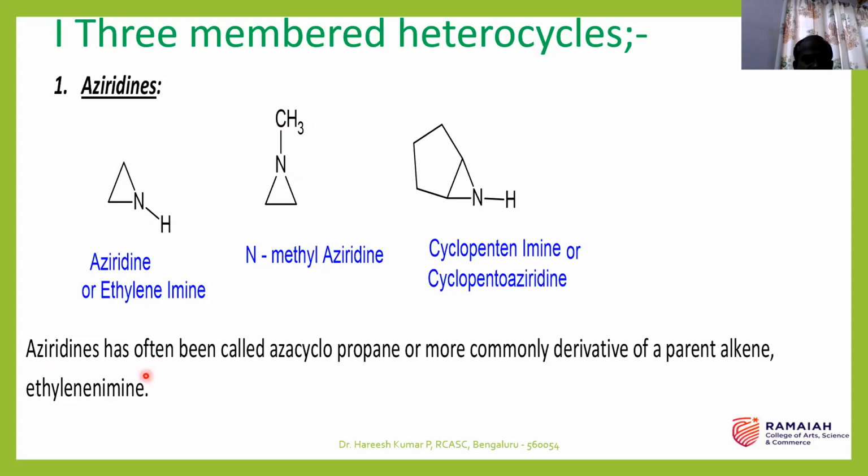Then aziridines have often been called azacyclopropane. Azacyclopropanes are more commonly derivatives of the parent alkene, ethylene amine. So these are the names of aziridine. With this, I will go to the next slide.